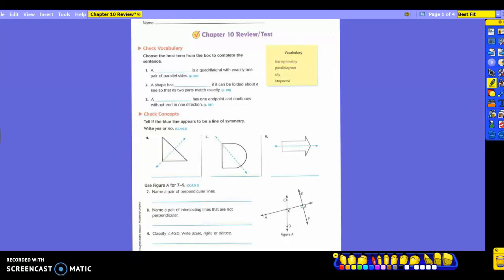Alright, today you're going to review everything from chapter 10. You are going to see a little bit of everything that we've done in this chapter. Vocabulary, the first section as always. Here in this next section, you're dealing with lines of symmetry. So you're going to tell me whether it has a line of symmetry or it does not.